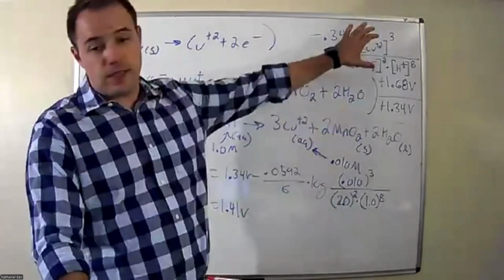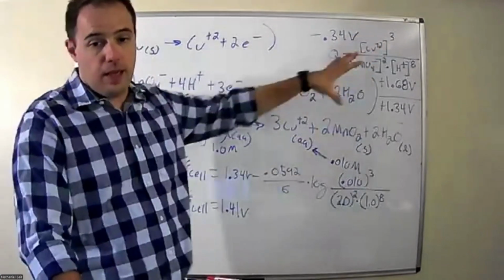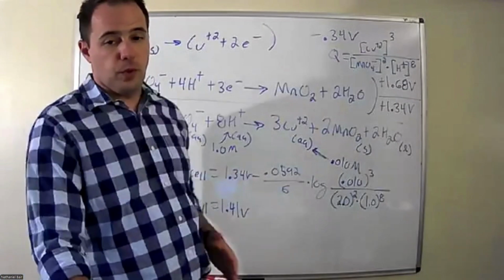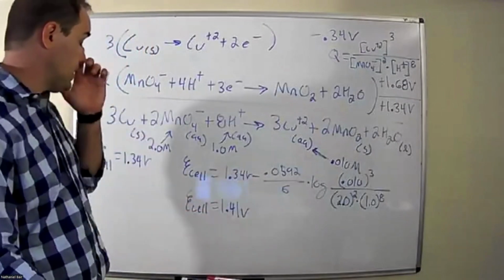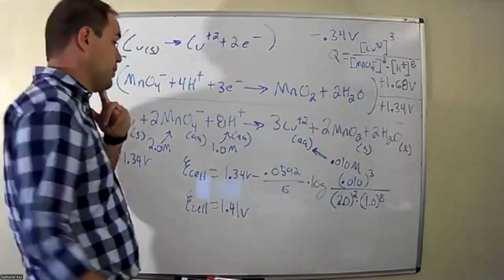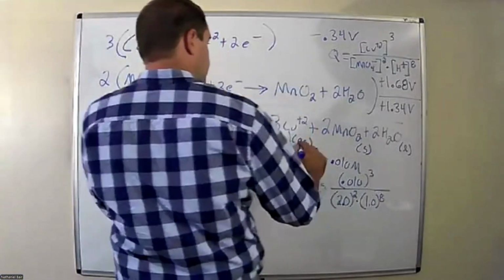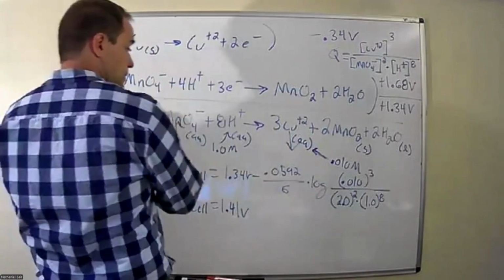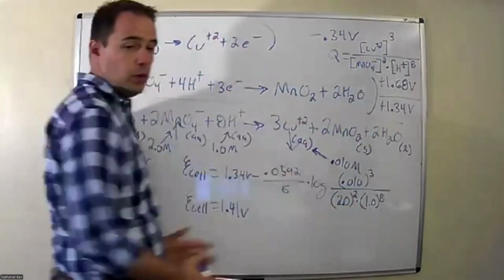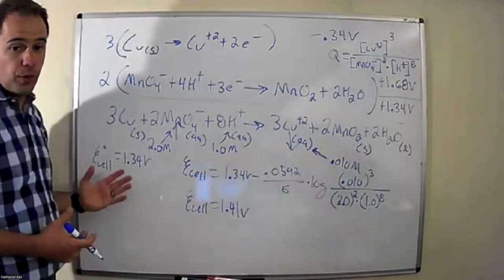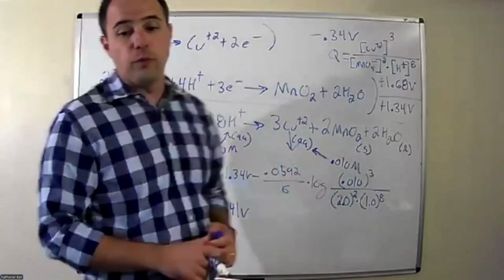You have to be able to write mass action expressions. And when we run something under non-standard conditions, what's happening to the voltage? Now, I don't know if we could predict this with Le Chatelier. We could try it. So what has happened here? Well, the copper concentration has gone down and the permanganate concentration has gone up. So yes, both of those things shift the voltage to the right. The voltage should be higher than the standard voltage of 1.34 volts, and we go up to 1.41 volts.